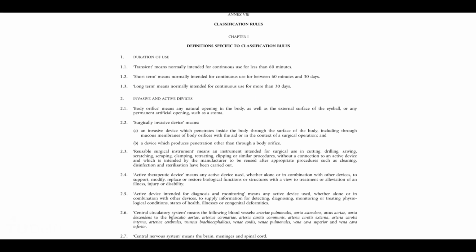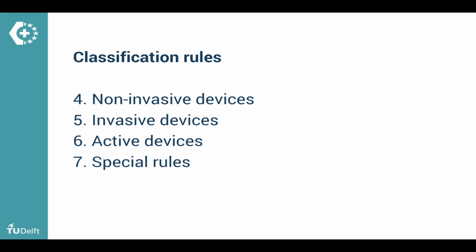MDR Annex 8 provides 22 rules to help you put your device in the correct class, but you don't always have to go through all of them because they are put in 4 sections depending on what subgroup of devices they are about. In this video, we briefly treat the first 3.